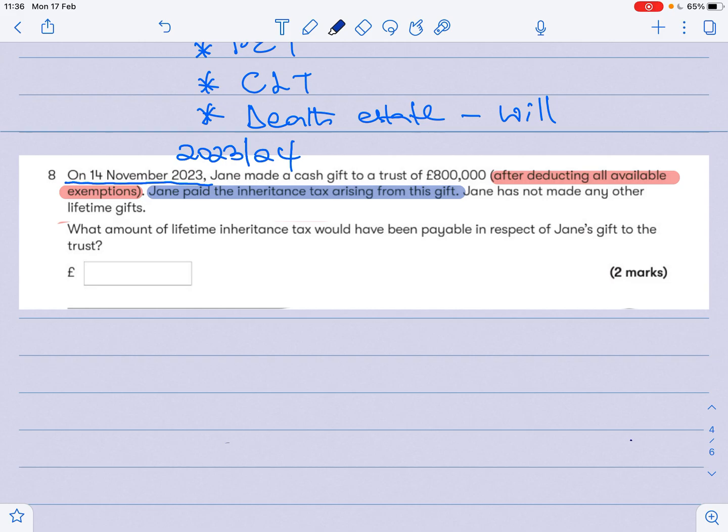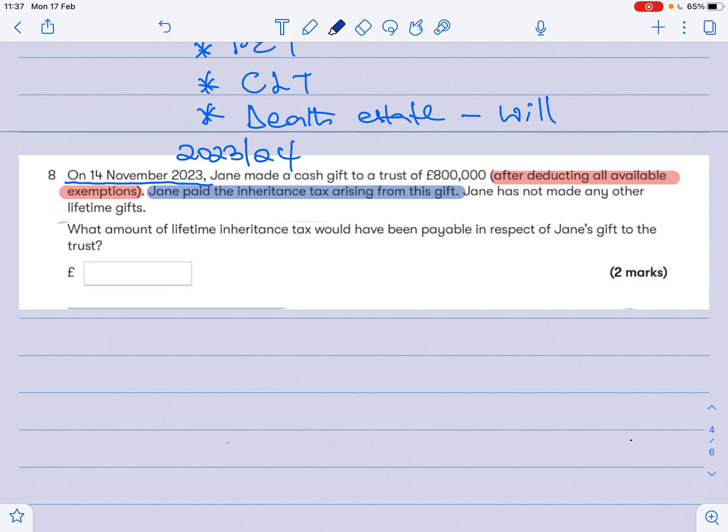Okay. So what is that part telling us? So from the date of the gift, which is 14th November 2023, if you go back 7 years, it means Jane did not make any gift before this date. What's the implication of that? Well, if you ask me, that's good news, because it means the first 325,000 out of the 800,000, which is the value of the gift, can enjoy the nil rate band allowance, meaning that the first 325,000 pounds will not give rise to inheritance tax. It is the remainder that will give rise to inheritance tax. So you see why it is good news.